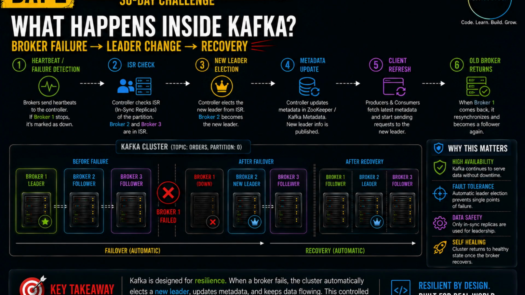Internally, Kafka detects that the broker is unavailable, updates cluster metadata, and triggers leader election. The new leader starts serving requests. Producers and consumers refresh their metadata and reconnect to the correct broker. This happens automatically when the cluster is configured correctly.